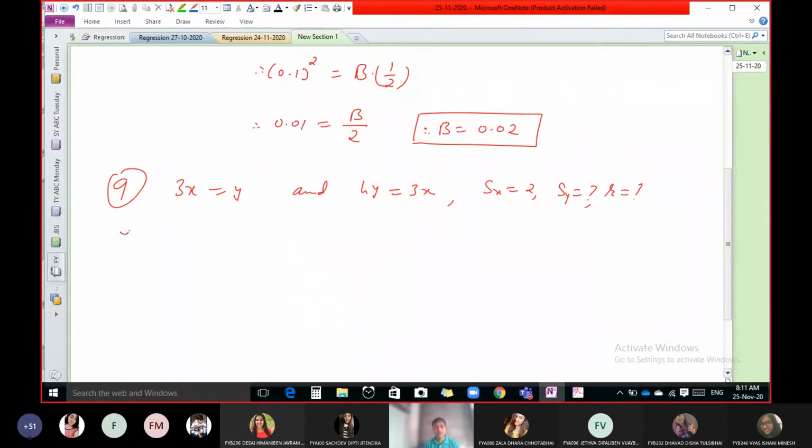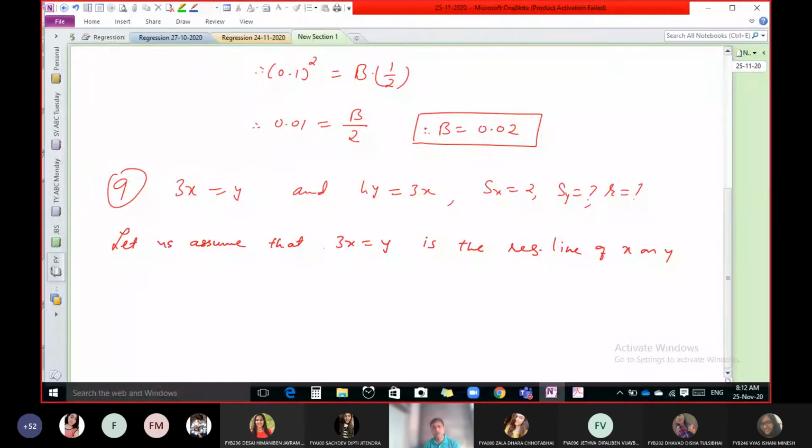Let us assume that this 3x equal to y is the regression line of, you can assume anything, either x on y or y on x. You have a liberty. Okay, just tell me, any of you, what we have to write? Anything, just tell me. x on y. Okay, so let us assume that this is the regression line of x on y.